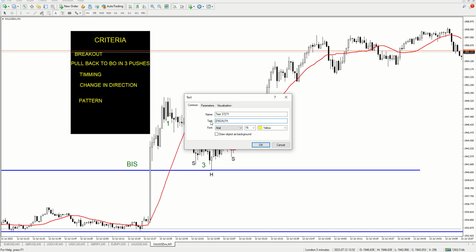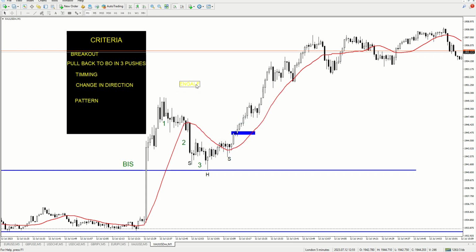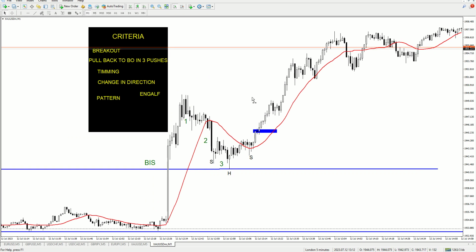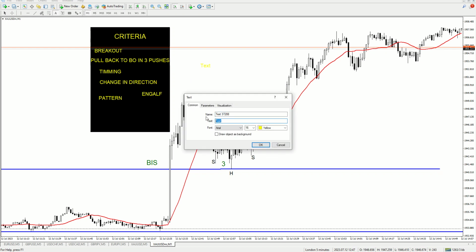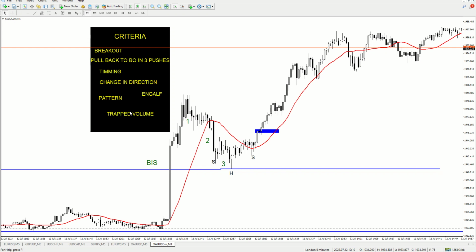But things will be happening so fast, so you must just memorize this and be good at seeing this. This is the engulf. And then one last thing I want to see is trapped volume. I want to see traders trapped going the wrong way.